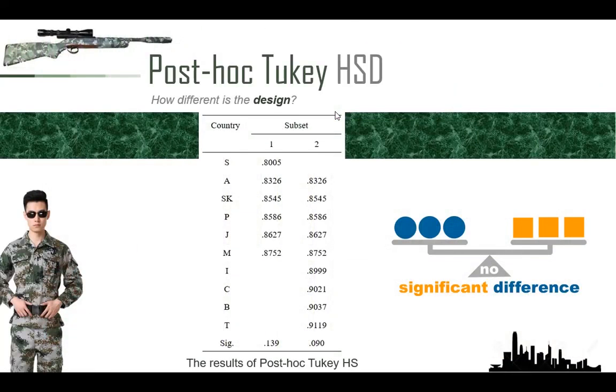However, this is very unique. Although S had the lowest CSI and T has the highest CSI, there is no significant difference. So what does that mean? It means that each design has the same level of concealment. Yes, the CSI is different, but the difference is not significant.